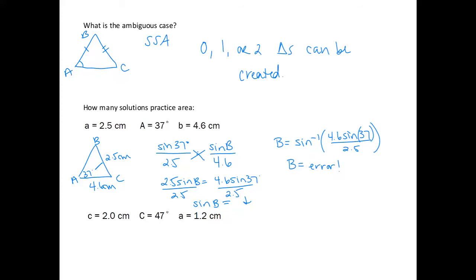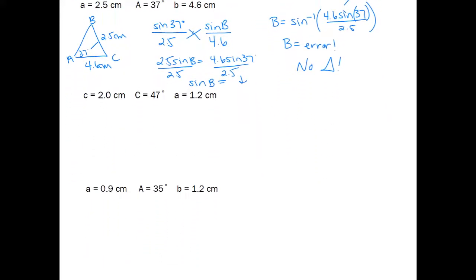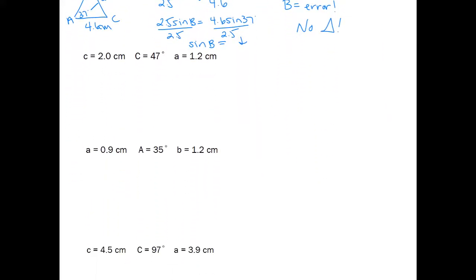Because what's happening on the back end, if we were to just type in the fraction, you'd get a decimal of about 1.107, and sine doesn't work for a value over 1. So in this case, there's no possible angle B for the given information, so there's no triangle. Problem 1 solved. We just had to find the number of triangles, and there were 0 here. So let's take a look at example 2.